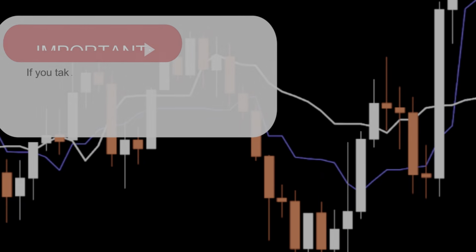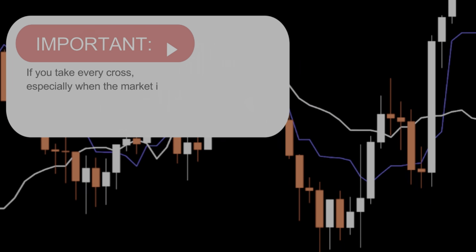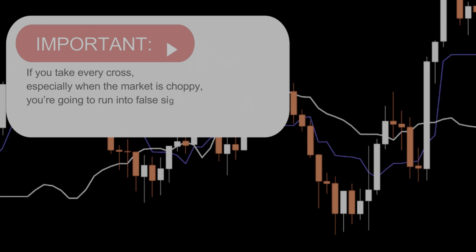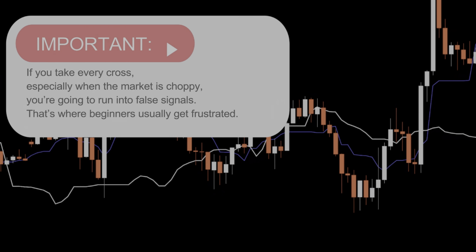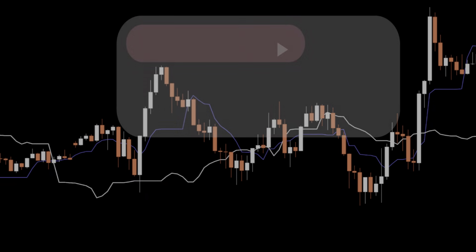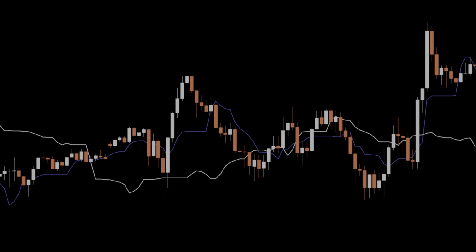The problem is sideways markets. If you take every cross, especially when the market is choppy, you're gonna run into false signals. That's where beginners usually get frustrated. But before we add any filters, let's look at how these basic crosses play out.